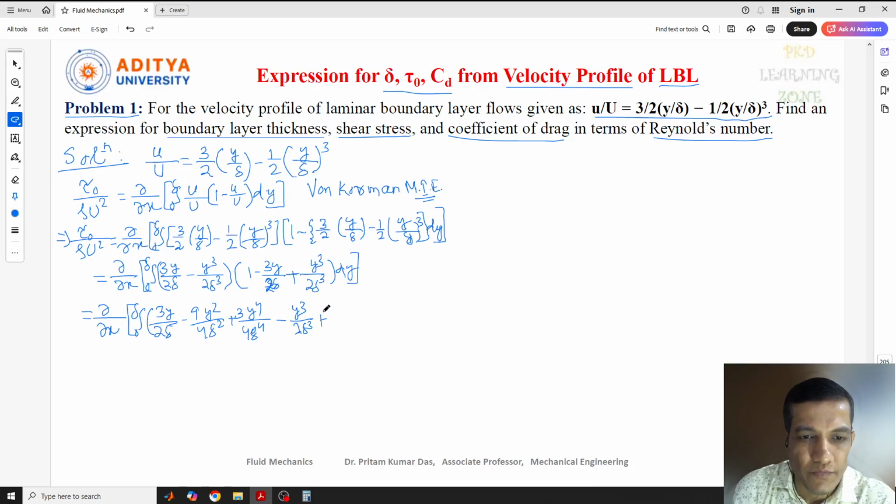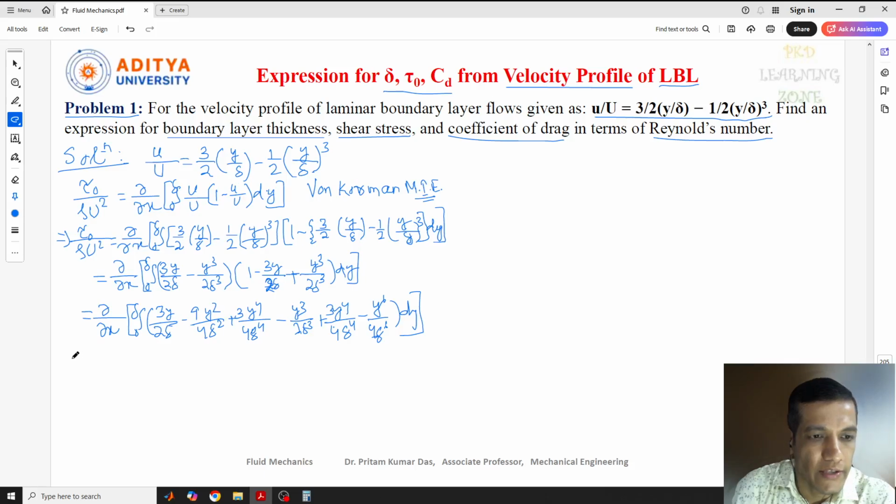So plus 3y to the power 4, and this is 4 delta to the power 4. And next it is minus into plus, that is minus y cube into y cube, that is y to the power 6, divided by 4 delta to the power 6, bracket close dy, again square bracket close. And now we need to integrate these equations with respect to dy.